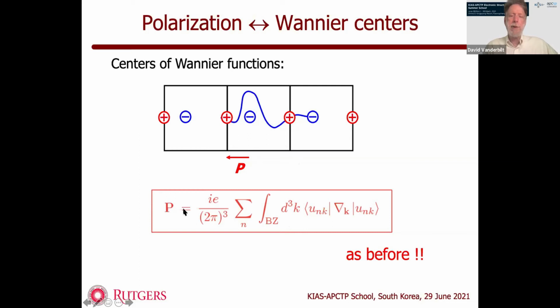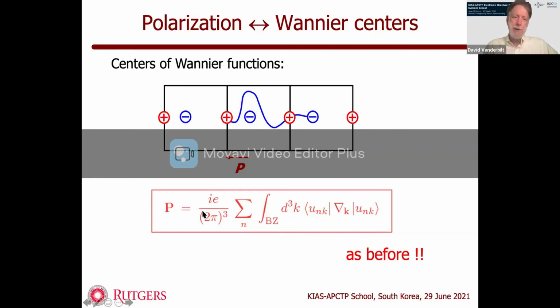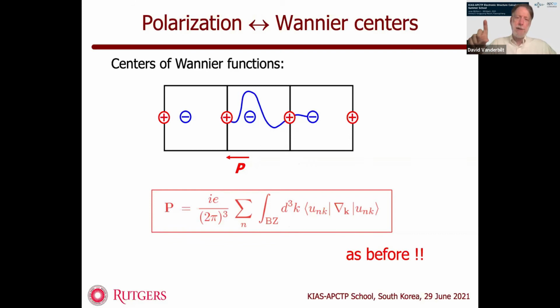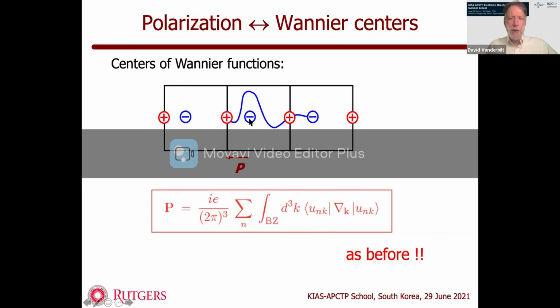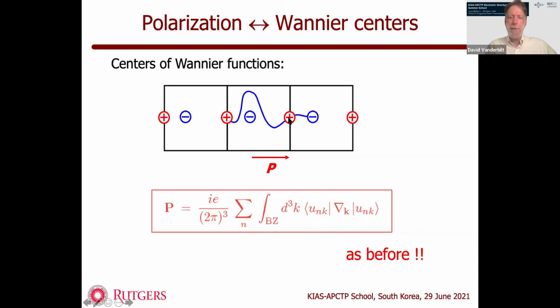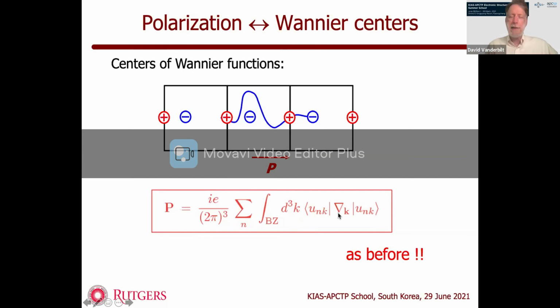Now, remember I said that the Berry phase expression, in some sense, introduced an uncertainty in the polarization modulo a quantum, because the Berry phase can change by 2 pi. And that corresponds to the fact that I have different possible choices about which Wannier center I should associate with which ion. If instead I say that the contents of my unit cell correspond to this negative charge at the left and the positive charge at the right, now the polarization is pointing to the right. And I get an apparently different answer, but the answers are only different in the sense that the choice of Berry phase was changed by 2 pi.